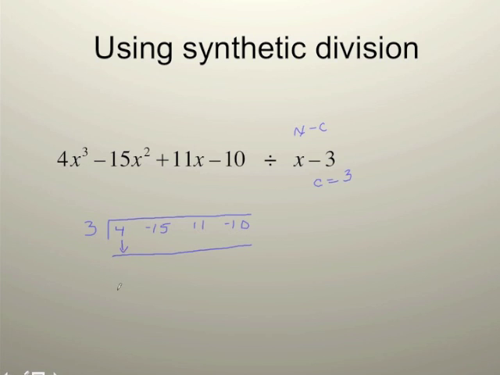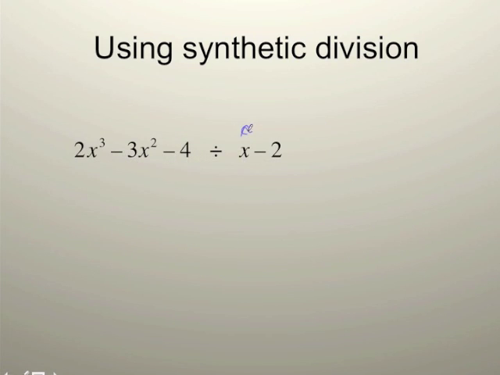The first thing we do is bring the 4 down. It's a 4. Now we multiply 3 times 4, and we get 12. And we add negative 15 and 12, we'll get a negative 3. Now I multiply again. 3 times negative 3, I will get a negative 9. Adding, I'll get 2. And 3 times 2 is 6. Adding, I will get a negative 4. Now, this negative 4 is my remainder. This is my polynomial, my quotient. And since this started with an x cubed, this becomes an x squared. So my quotient here is 4x squared minus 3x plus 2, and the remainder is negative 4.